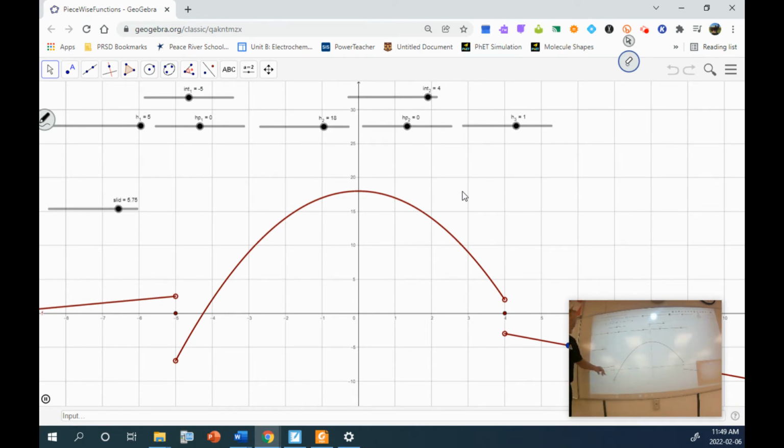We cannot do it at -5. There is no limit at -5, and there is no limit at 4. There's a left-hand limit and there's a right-hand limit, but they do not match, so they are not equal to each other.